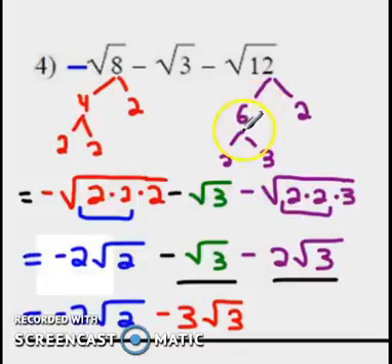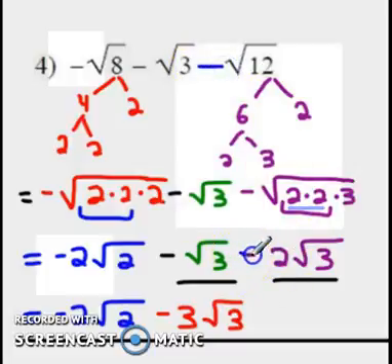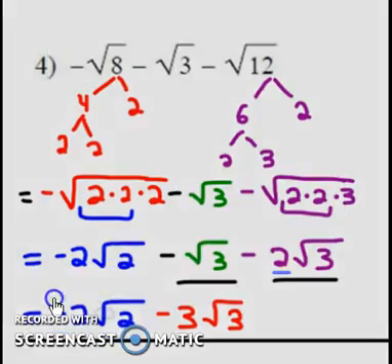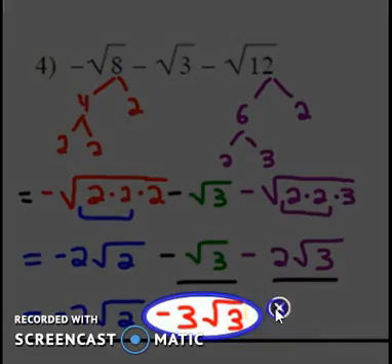So 12 factors to 6 times 2, then 6 factors to 2 and 3. So I have a set of 2's and a 3. So I have a set of 2's that come out. So that was originally negative. That's where that negative came from. So I got the 2 here. Now I'm going to combine like terms. I have square roots of 2. This doesn't reduce with anything because there aren't any other square roots of 2. So square root of 3 minus 2 square root of 3, that's how I got minus 3 square root of 3. So I'm all done.